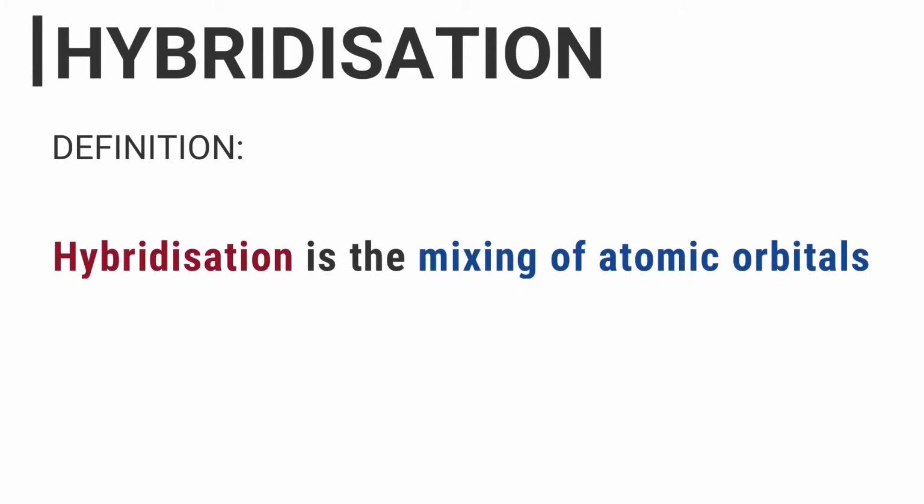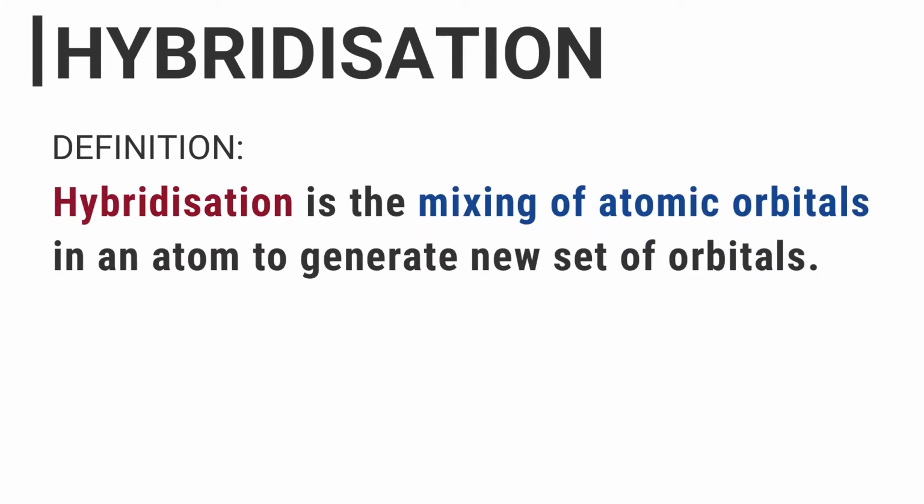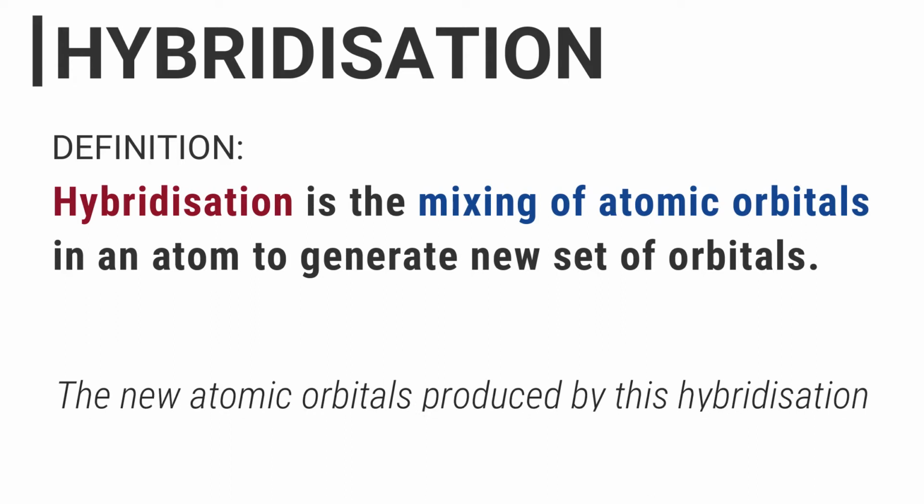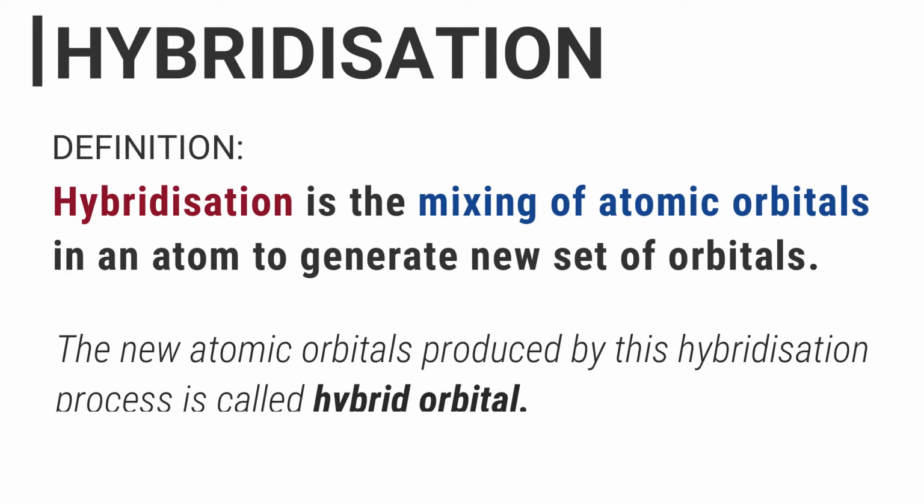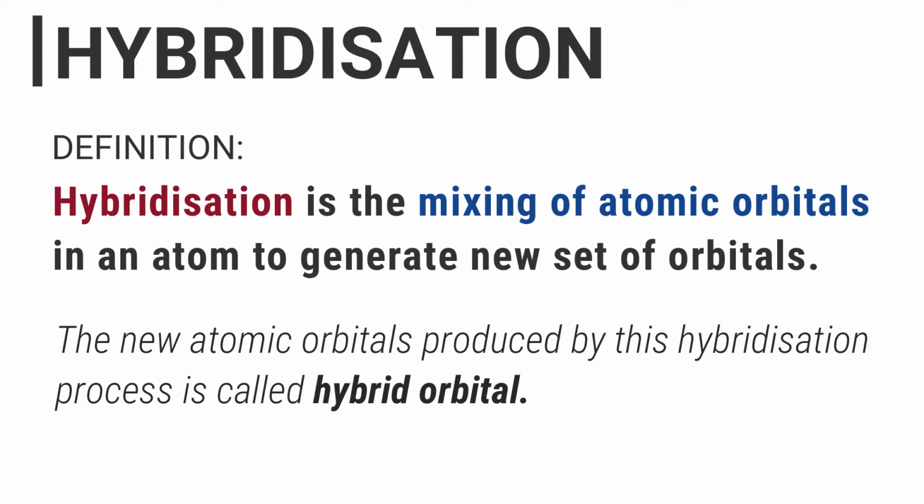Hybridization is the mixing of atomic orbitals in an atom to generate a new set of orbitals. The new atomic orbitals produced by this hybridization process are called hybrid orbitals. Each central atom of a molecule has a different type of hybrid orbital. So, how are we going to determine the type of hybrid orbital for each central atom?